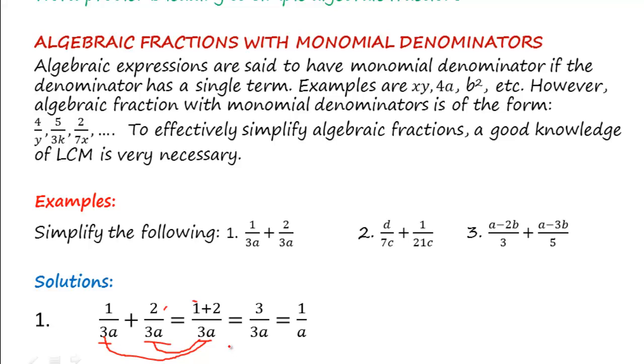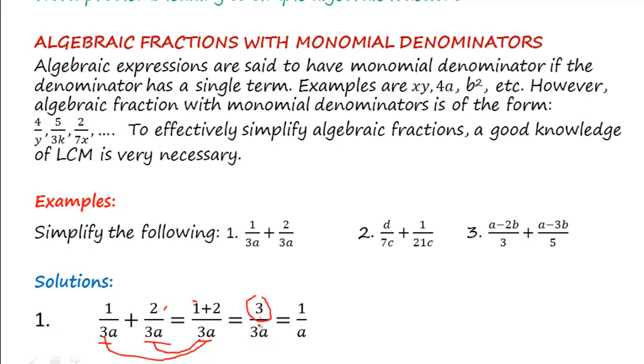So how many 3 in 3a now is 1. Then 1 times 2 is 2. That is why this one is plus 2. That is 1 plus 2. And the LCM is 3a. 1 plus 2 is now going to be 3. That is why we get this 3. Are you seeing now? And then divided by 3.